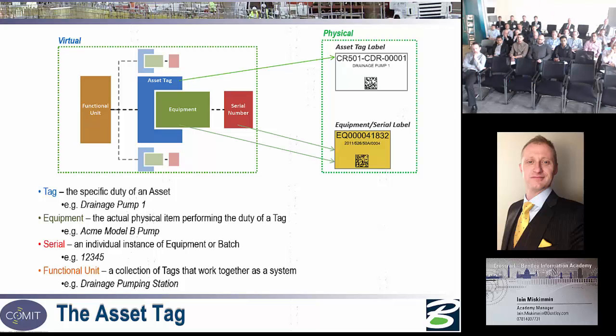So when someone comes along and steals my pump and takes it elsewhere, I still know what needs to be in this place to carry out that particular duty. And also when I upgrade it later on, when the pump breaks, I don't have to go through all the documentation, everything else, replacing equipment serial numbers or whatever it might be. I just replace it once in the asset register. The functionality stays the same. Pretty simple stuff.